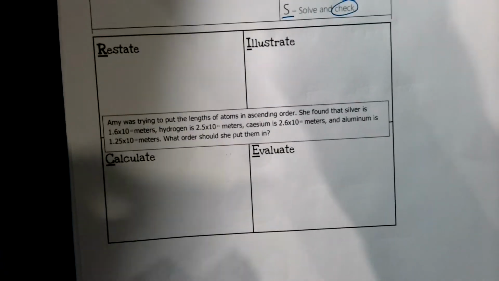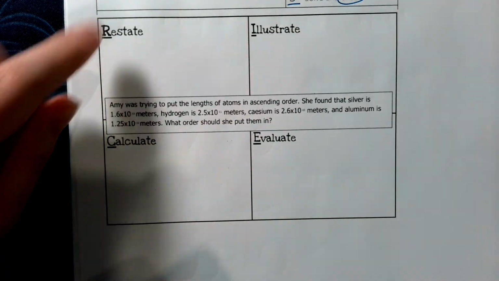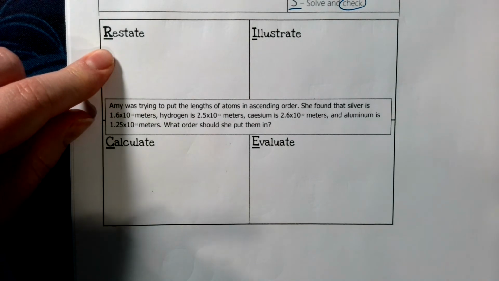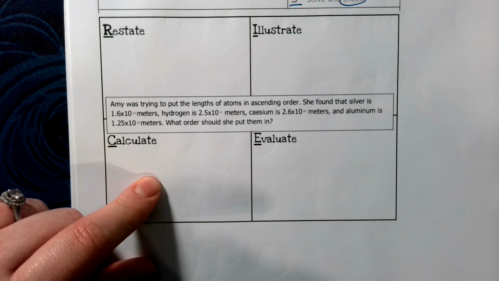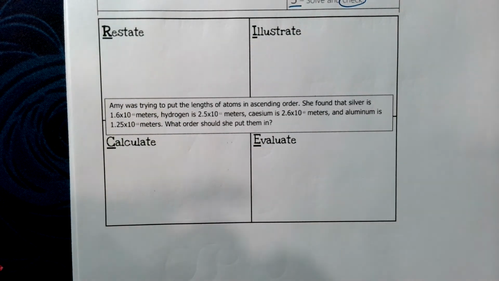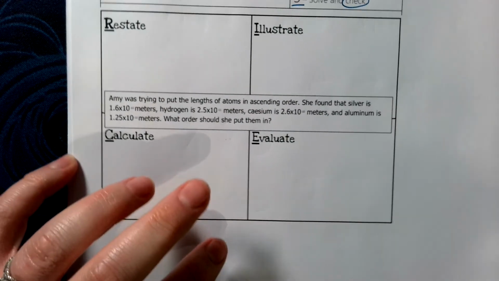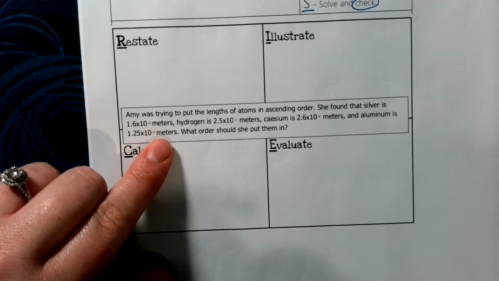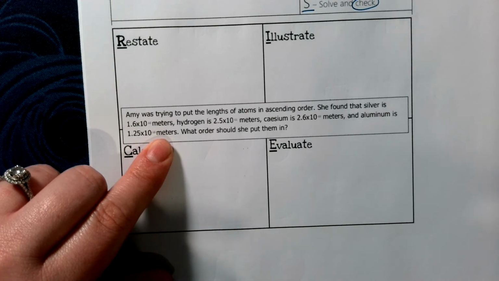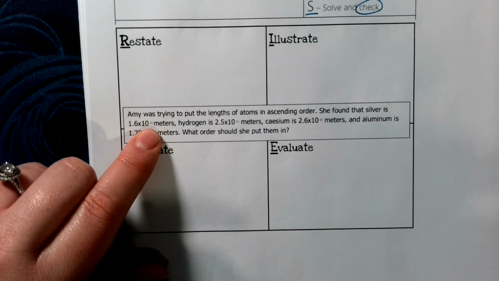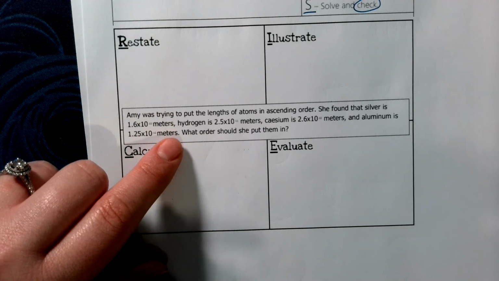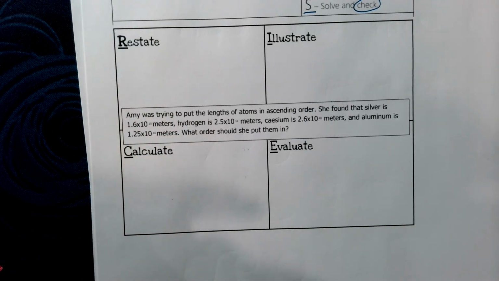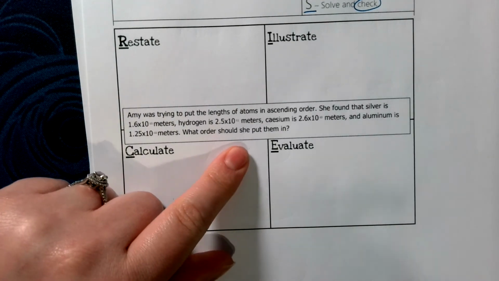Then we had RICE for our second strategy. The R stands for restate the problem. The I stands for illustrate. You want to draw a picture. C stands for calculate. You need to do the math. And then E, you would evaluate. So for this problem, it says Amy was trying to put lengths of atoms in ascending order. She found that silver is 1.6 times 10 to the negative 10 meters, hydrogen is 2.5 times 10 to the negative 11 meters, Caesium is 2.6 times 10 to the negative 10 meters, and aluminum is 1.25 times 10 to the negative 10 meters. What order should she put them in?